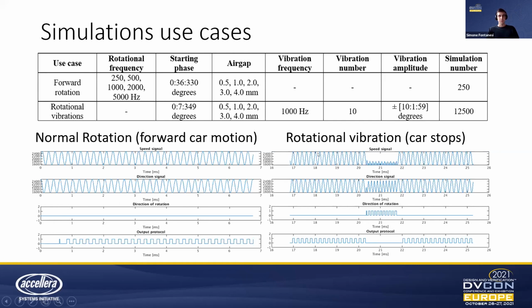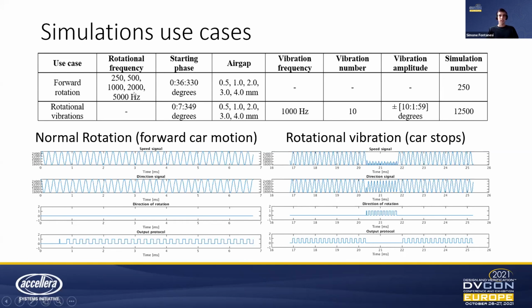And the other example is a rotational vibration, where the car is moving, then stopping. And here we make the mechanical vibration start, and then the car moves again. And we are interested in the evaluation of the output protocol from our sensor, which, as you can see in this case, is able to suppress the vibrations.